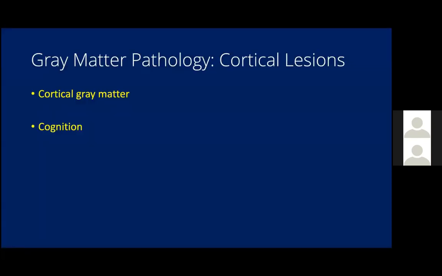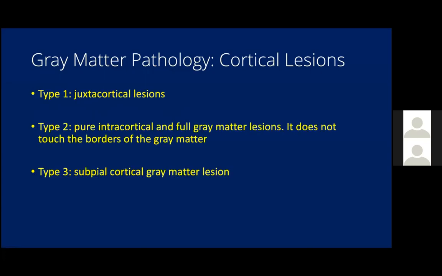Now we'll talk about gray matter pathology. There are some cortical lesions which are only seen in the cortical gray matter, and they actually predict the cognition level of the patient. These lesions are divided in the literature into type 1, juxtacortical lesions, which are closer to the juxtacortical white matter. Type 3 is subpial cortical lesions, which are on the other side of the cortex. And type 2 is pure intracortical lesions, which are in the gray matter and do not touch the border of the gray matter.